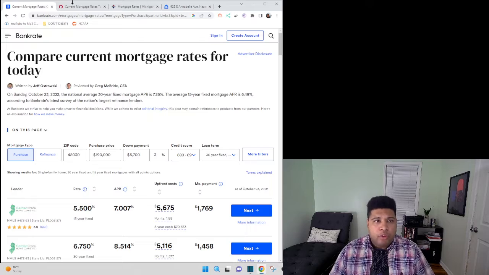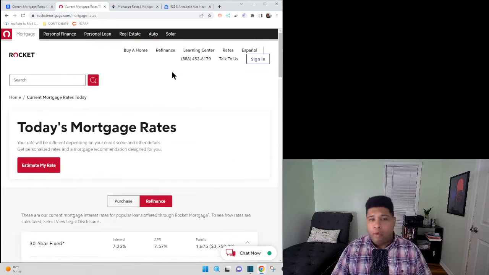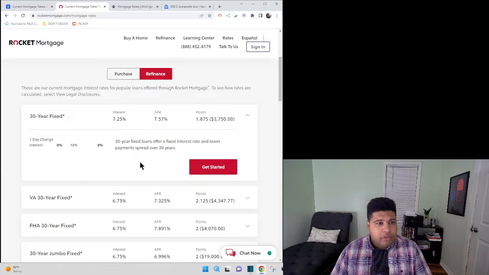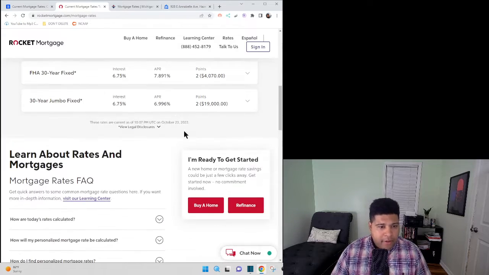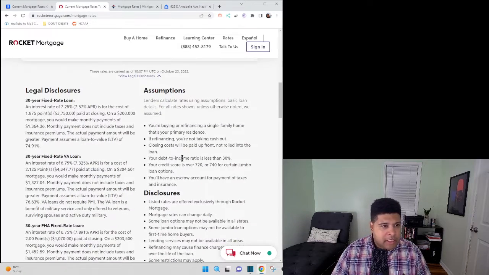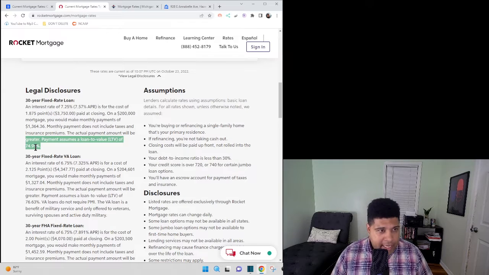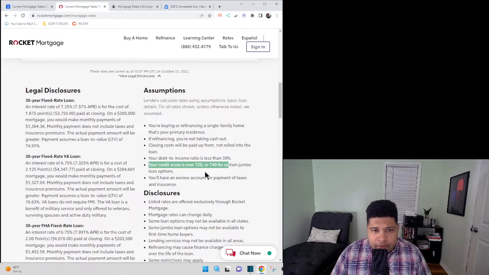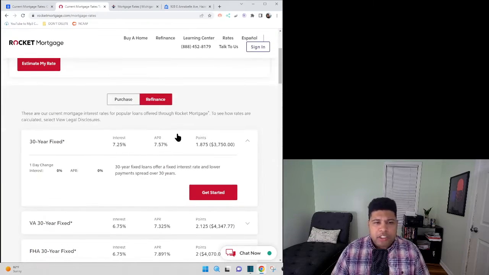What I also recommend you do is just look around. If you go to Rocket Mortgage, they post their rates, and you see Rocket Mortgage is giving you a 30-year at 7.25, but with 2 points, which is like $3,700. But you've got to look at the disclaimers on some of these. I always tell people to look at the disclaimers here. This is putting 25% down. Nobody does that. And see, credit. Most people don't have a 740, but you get the disclaimers. But this is kind of a ballpark.